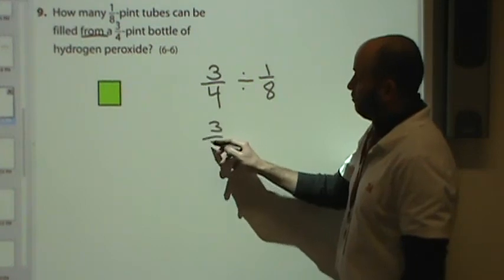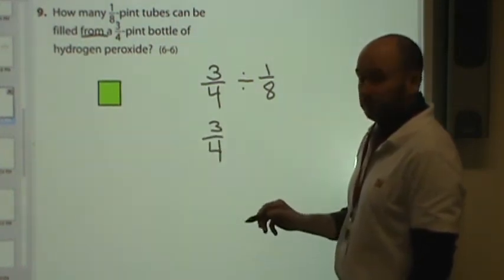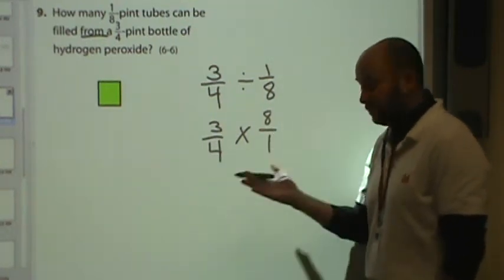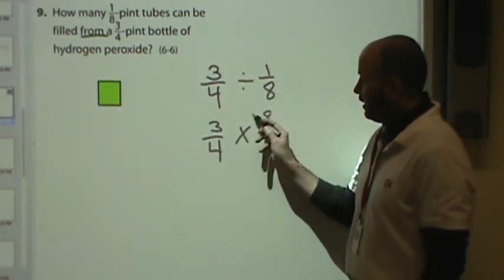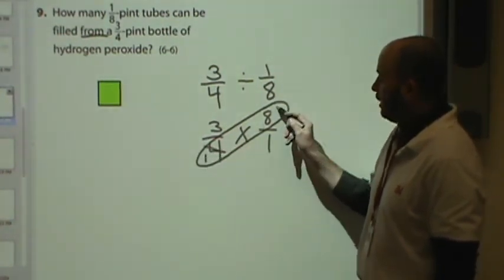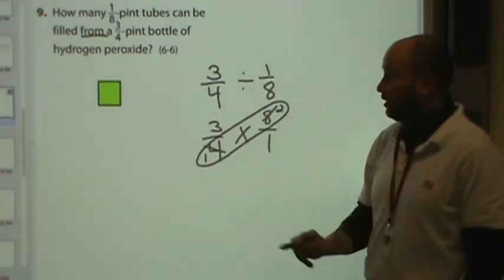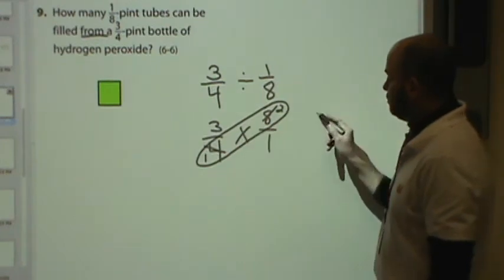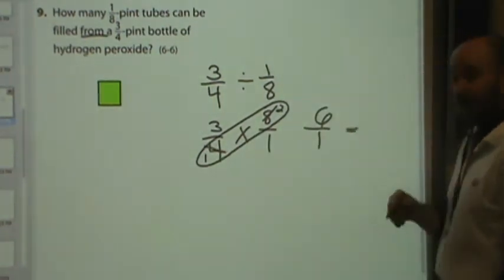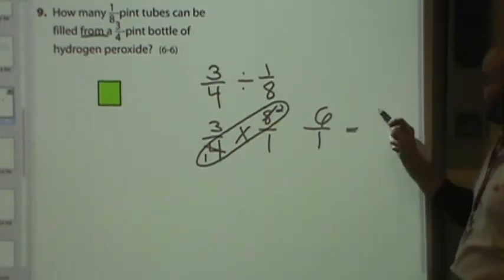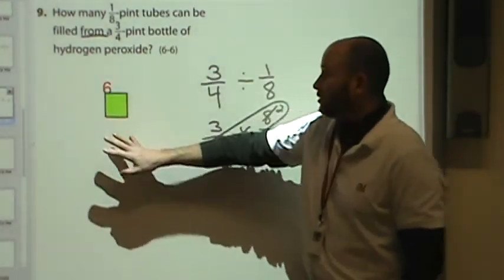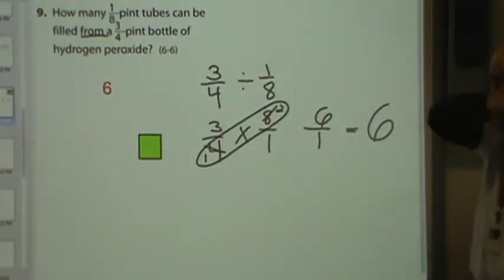Now we just take 3/4, create a reciprocal, cross-simplify. In this case, 4 and 8. 4 will go into 4 one time, it will go into 8 twice. So you will have 3 times 2 is 6 over 1, and this is important, that simplifies down into the whole number of 6. So our answer is going to be 6.